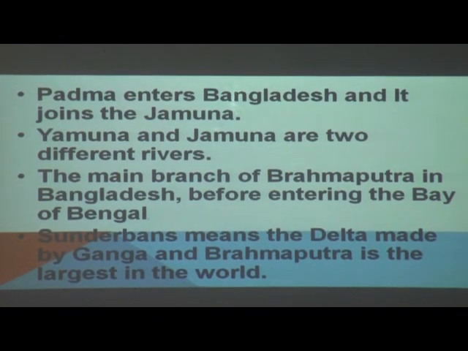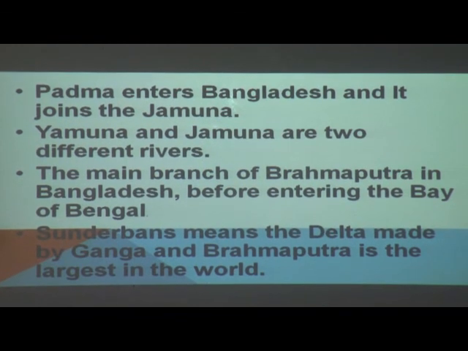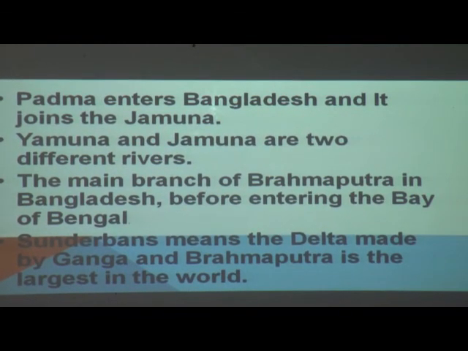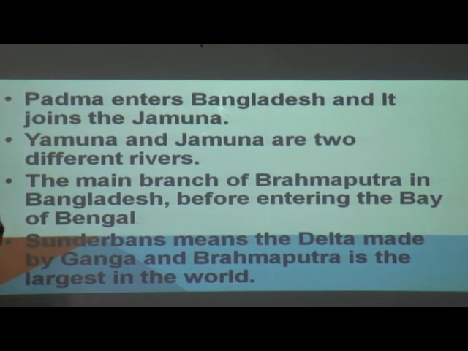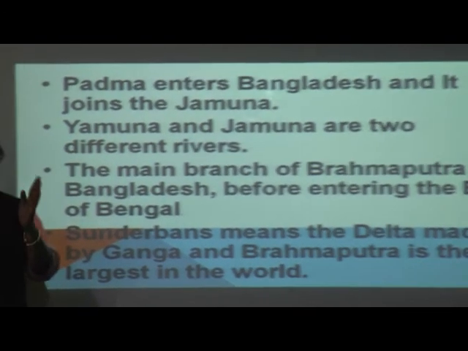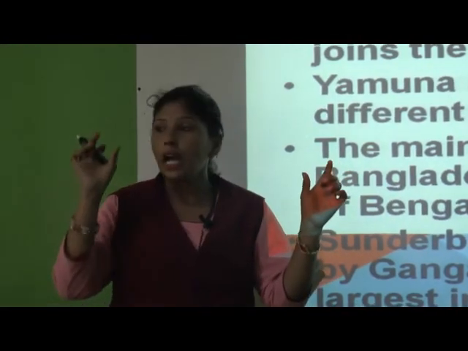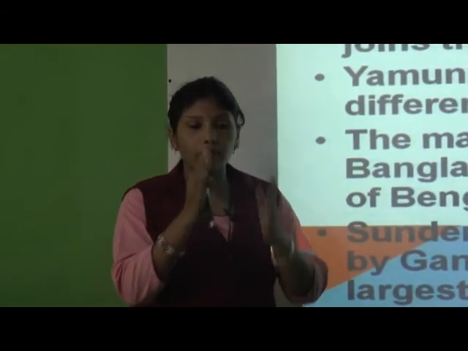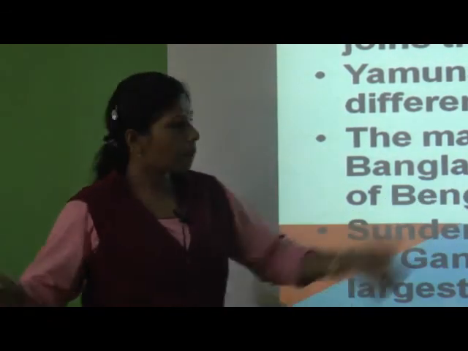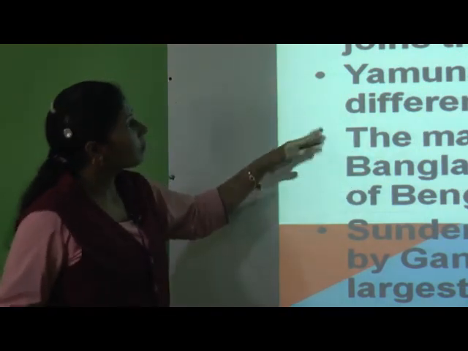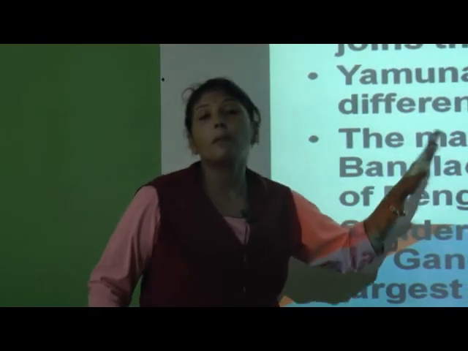Now the Padma enters Bangladesh. Okay, the Hooghly will go to Kolkata, correct? Where does the Padma enter? The Padma enters Bangladesh and it joins the Jamuna. Now here is one point you have to understand. I said Jamuna, Yamuna. These two are different. Jamuna and Yamuna are not the same. They are two different rivers. Okay, it is here, the main branch of the Brahmaputra.